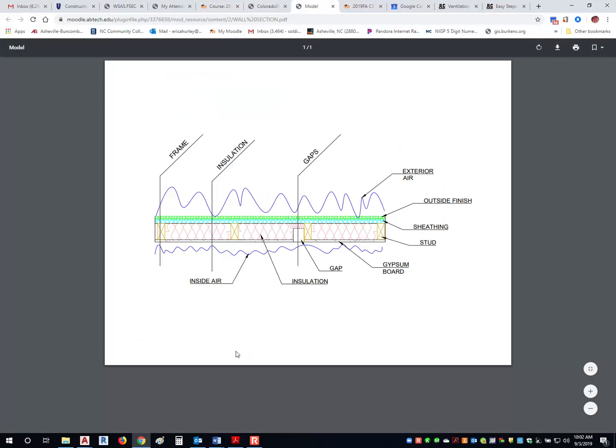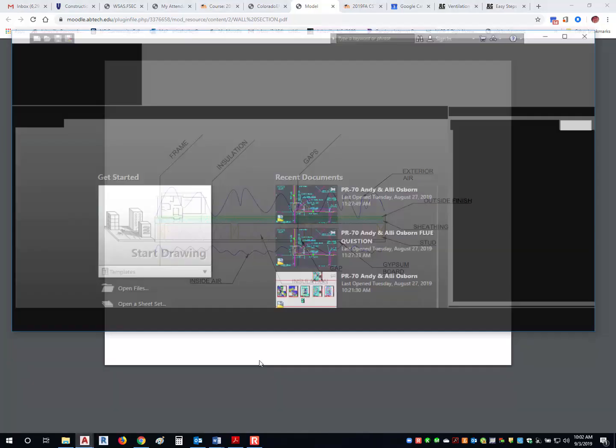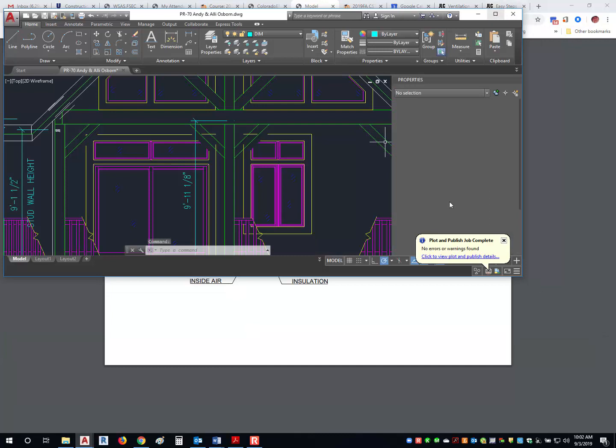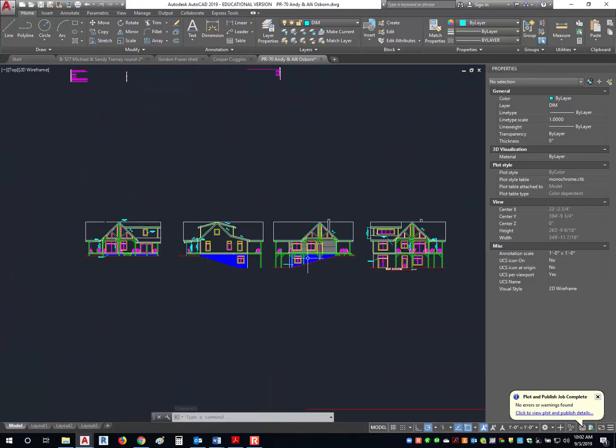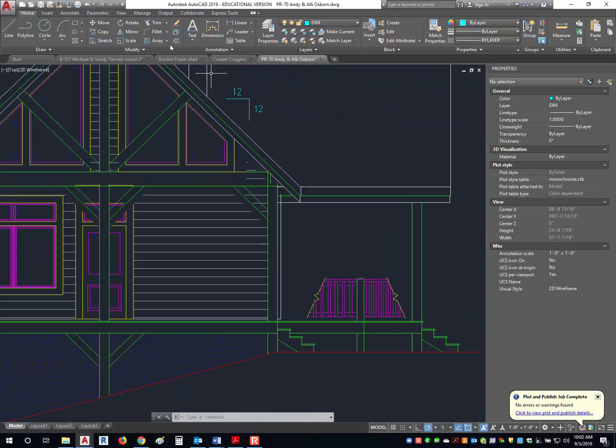So this is a wall section that is looking down on the wall. So we have taken a wall and we have cut it and we're going to look down on it. So let's say that we're taking this house here and we're going to take a section of the wall here and we're going to cut it and we're going to look down on it.